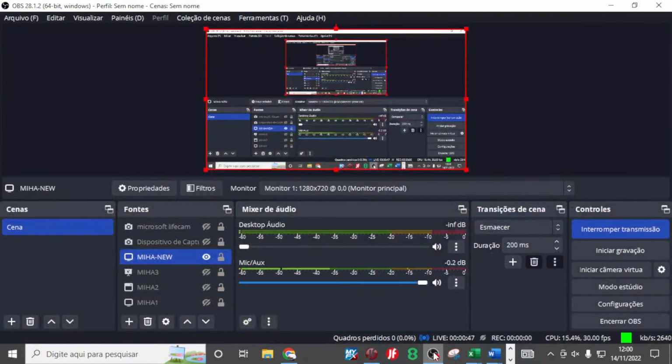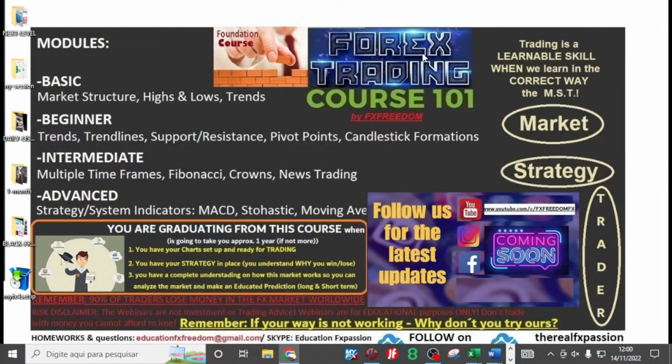Is OBS working? Let's check the sound. Looks like it's okay, everybody.